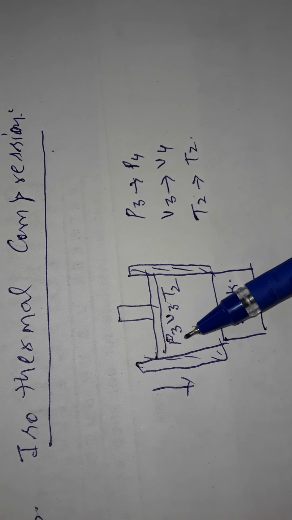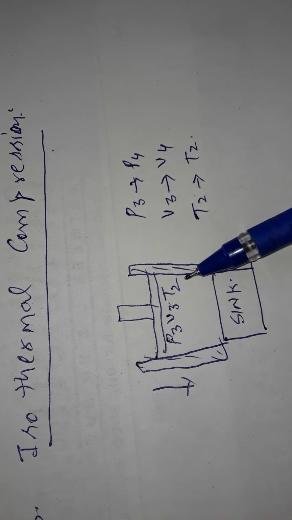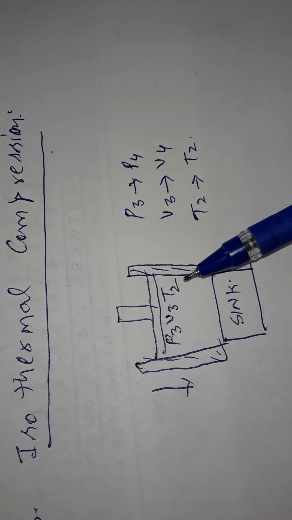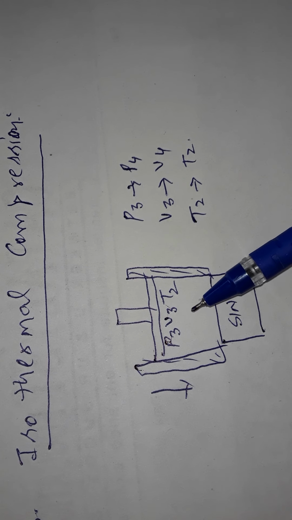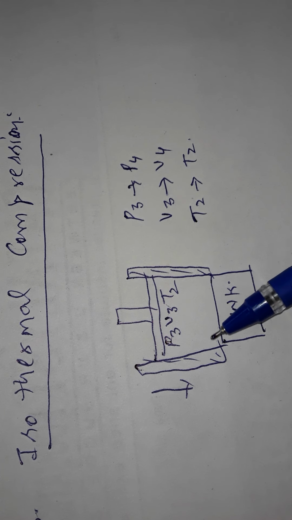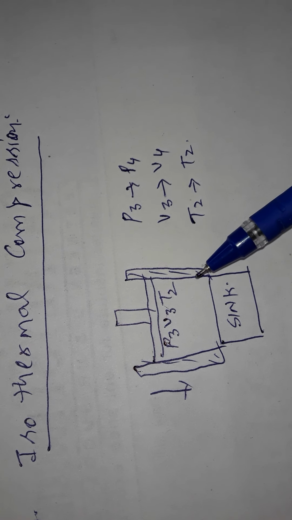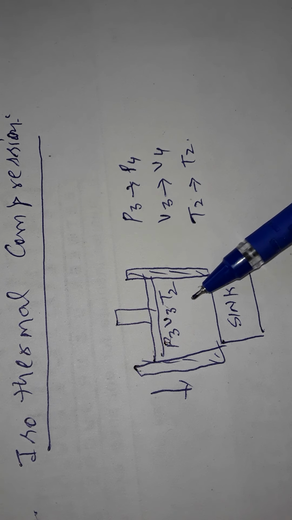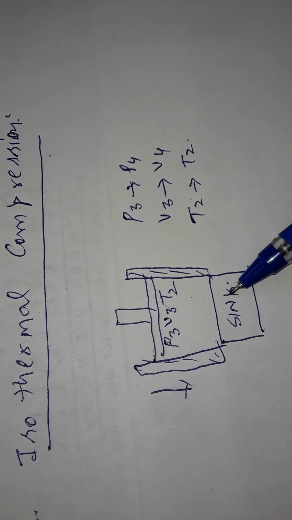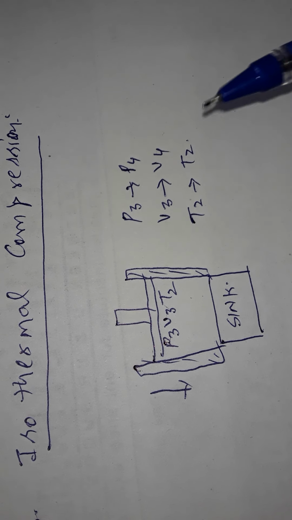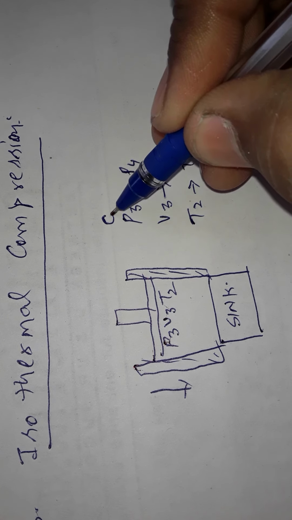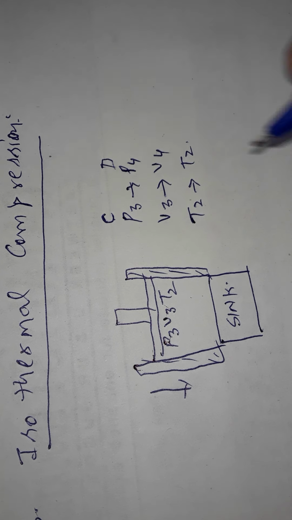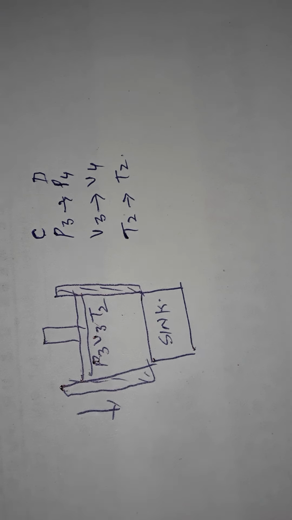In the compression, the gas molecules come closer because the volume decreases, and hence they collide with each other. So the temperature of the system increases, and this increase in temperature is transferred to the sink, so the temperature remains constant. This is point C, and this is point D, with P4, V4 and T2.